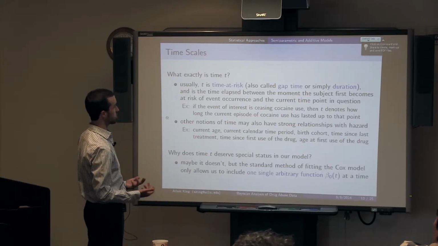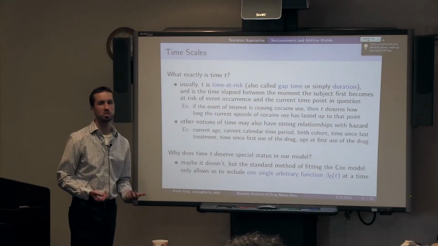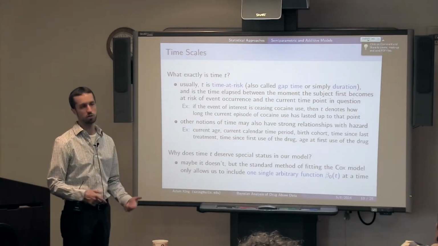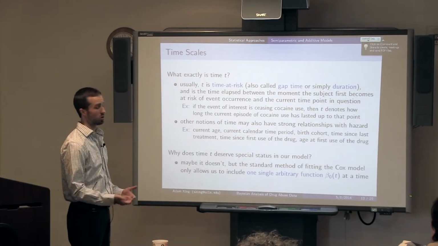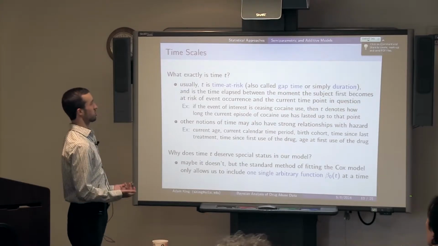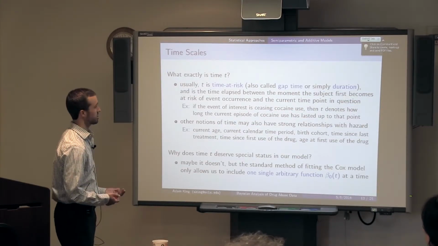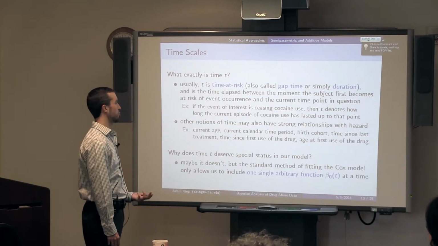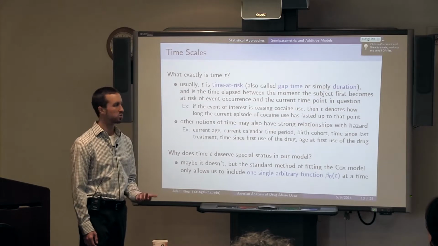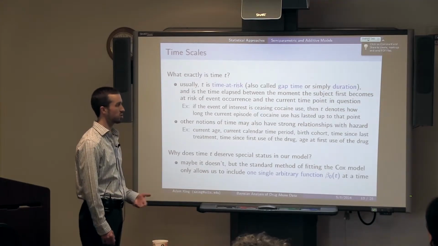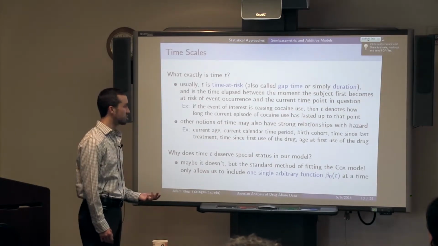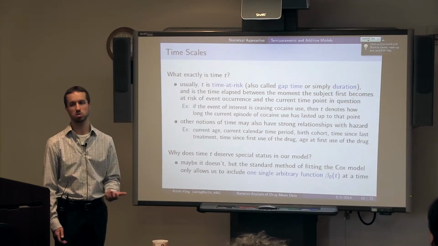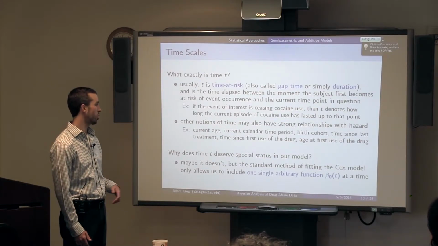Okay, so since there is this asymmetry, since time t gets this special status where it's included with an arbitrary, infinitely flexible function, but all our other covariates are included linearly, we should really ask, what is time t and why is it given this special status? Well, usually time t is time at risk. It's also called gap time or simply duration. And this is the time elapsed from the moment the subject first becomes at risk of event occurrence until the current time point in question. So if the event of interest is ceasing cocaine use, then t denotes how long the current episode of cocaine use has lasted up to that point.